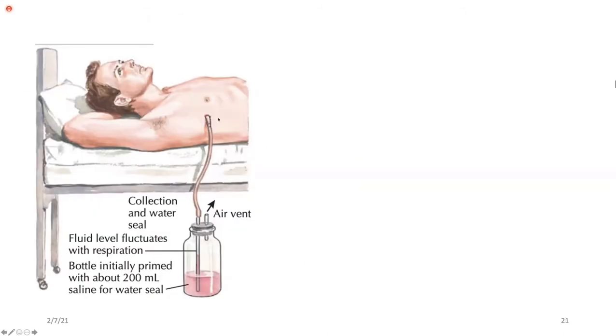Now, when we insert that tube, we don't leave it. We immediately connect it with this special bottle.